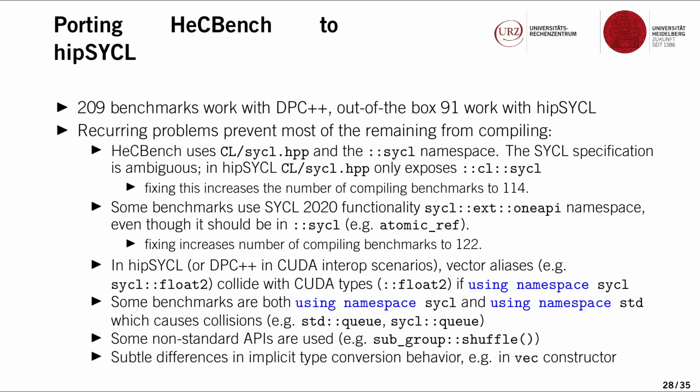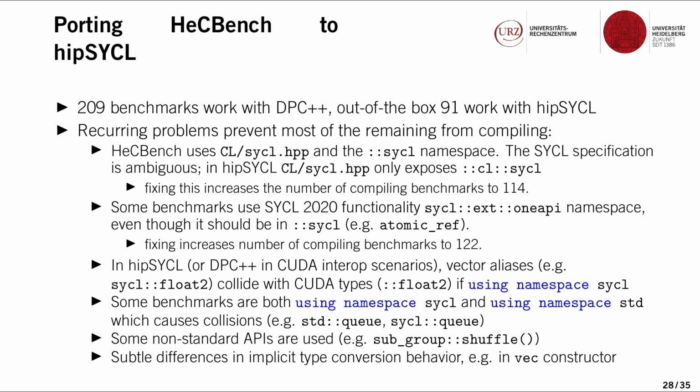Then there's an interesting issue because in hipSYCL, vector aliases such as sycl::float2 can collide with CUDA types, which also defines a float2 type, but in the global namespace. So if you're using namespace sycl, if you're opening the namespace, then you can get name collisions. This can also happen if you're using DPC++ and you're in a CUDA interop scenario, so you're including some CUDA headers, then you will be having the same problem. Then there are some benchmarks that are opening both the SYCL and the std namespace, and this can then cause collisions for things like a standard queue and SYCL queue.